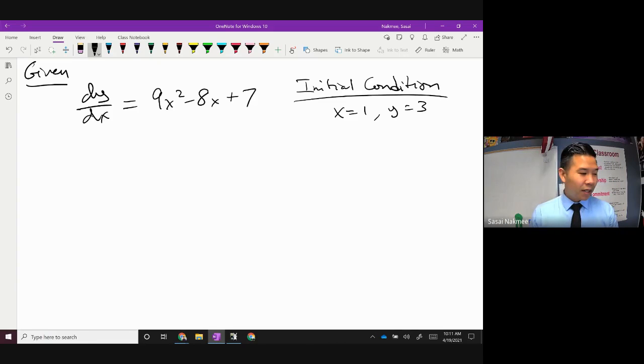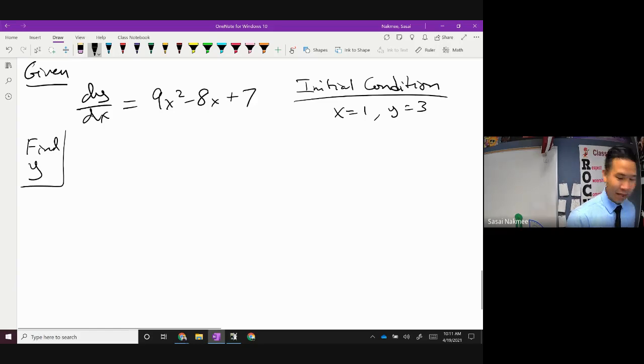Now, if you come across this and they ask you to solve this, I didn't actually give directions on this here. There should have been more directions. Given this, I need you to find y. That should have been the directions there.